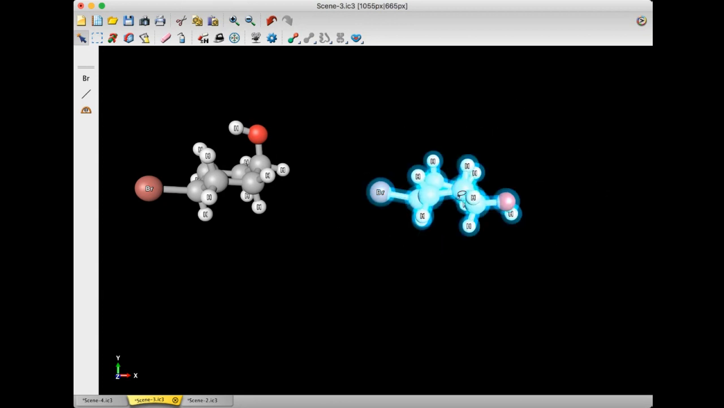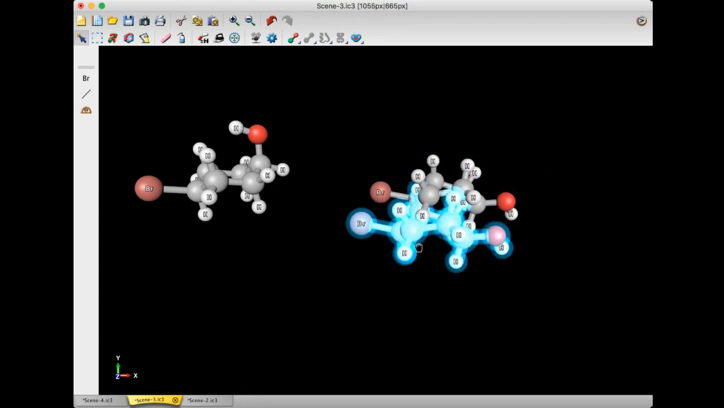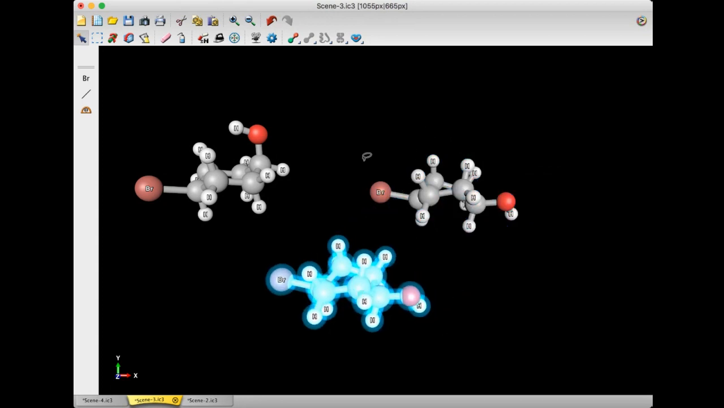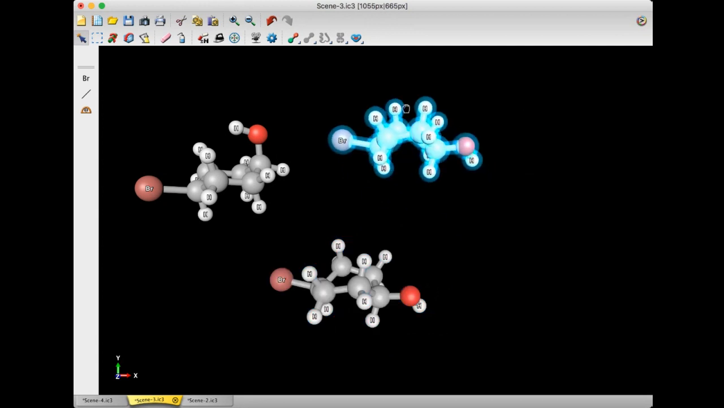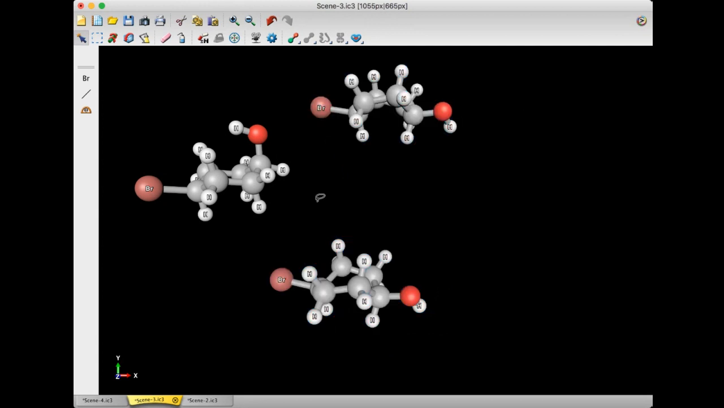So once again, this is the twist boat. Gonna put this one on top here so it doesn't bother me again. Okay, so you can see even the energy. So we have a chair. Once again, pulling this one down, reaching the twist boat. You see the actual interaction in the twist boat that makes it much higher in energy.